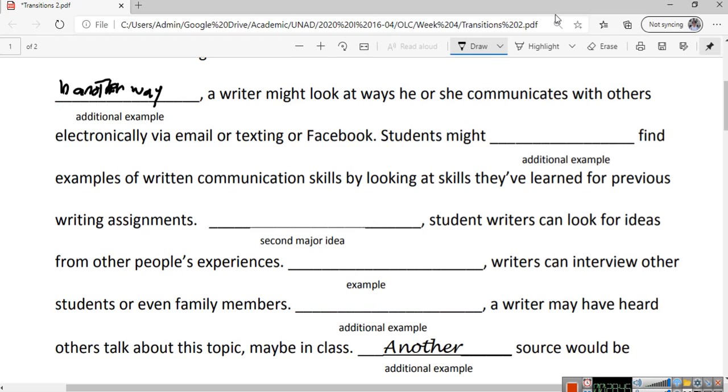Well, we have another way right here. So in another way, I'll write in my look at this way. It sounds repetitive. So how would you change that, Freddy? Okay.